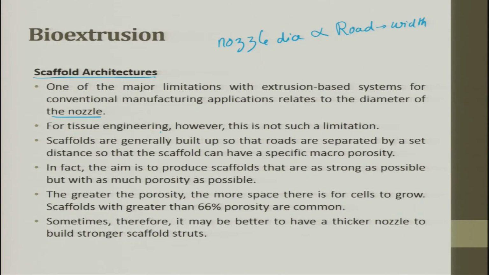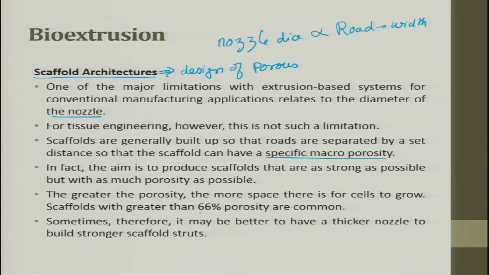For tissue engineering, however, this is not such a limitation. Scaffolds are generally built up so that the roads are separated by a set distance, so that the scaffold can have a specific porosity. So that is the challenge. Here, in architecture, you decide and design your pores, the design of pores for cells to grow. That is a challenge. In fact, the aim is to produce scaffolds that are as strong as possible, but with as much porosity as possible. The greater the porosity, the more space there is for cells to grow.